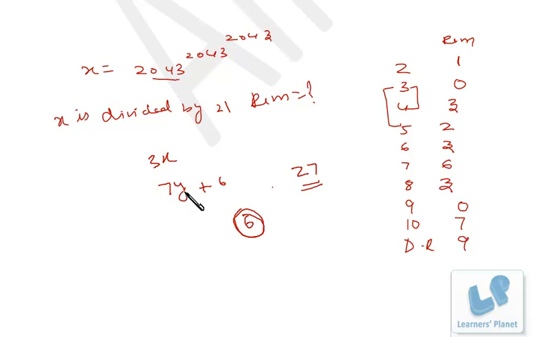If you put y as 0, you'll get the instant answer, right? Because if y is 0, this number is in 3x format as well as 7y plus 6 format. Okay, so either you put y is equal to 3, so you'll be getting 27. Now 21 and 27, the difference is 6, so that's why the remainder is 6. Okay, I hope you are clear.